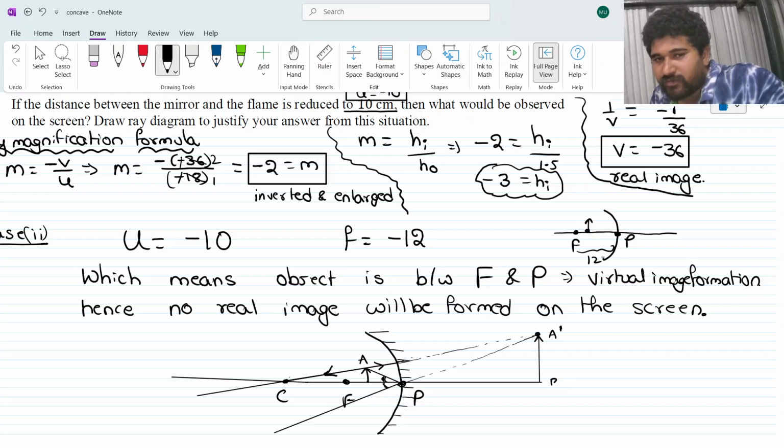Your B point image will be formed again on the principal axis. Is that clear? It is going to be enlarged, right? Wherever you keep the screen, you cannot obtain it. Understood, everybody? Yes, clear. Very good. Next.